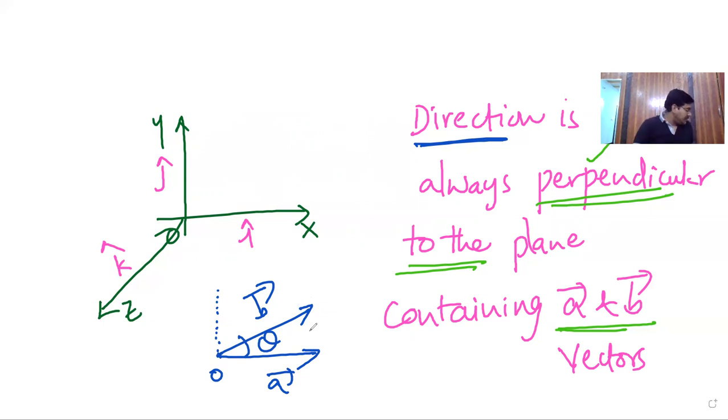Have the clarity. Suppose this is A bar, this is B bar. Two vectors are like this. A bar is one vector, B bar is another vector. This is a plane containing A bar and B bar, and the direction is perpendicular to this plane. Observe carefully. So the direction is perpendicular to the plane containing A bar and B bar. The angle between them is theta.